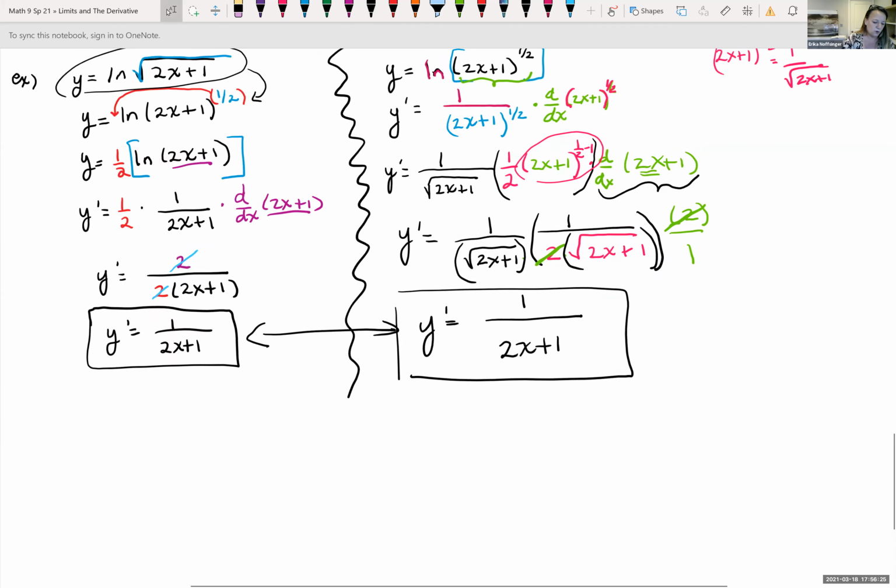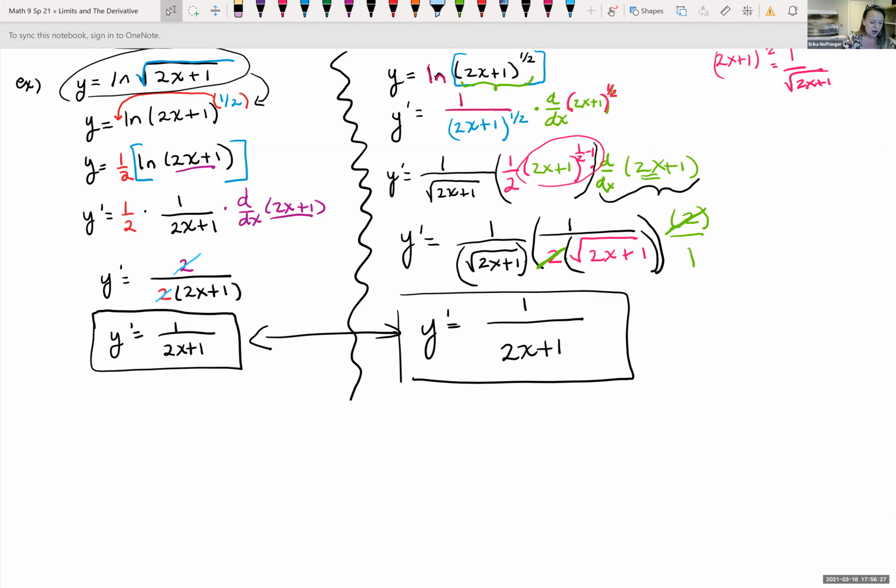So here's where rules of logarithms can be really helpful. If we have a logarithm function that we're going to be taking the derivative of and it's complicated, rewrite it in a simpler form and then take the derivative.